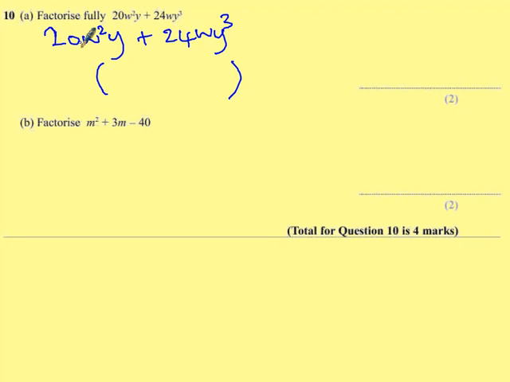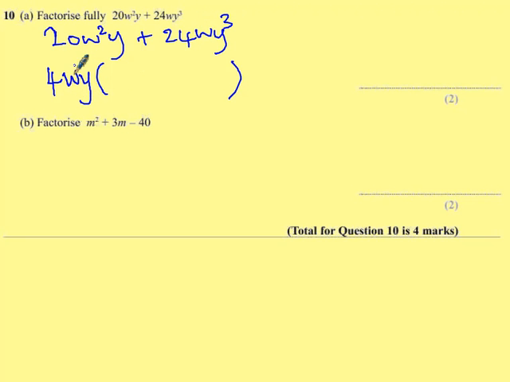So let's look at the numbers first, 20 and 24. Which is the biggest factor of 20 and 24? And that is 4. 4 times 5 is 20, 4 times 6 is 24. So 4 is our number that can come out on the outside. W squared and W, so we can take a 1w out, and then we have y and y cubed, so we can take a y out there.